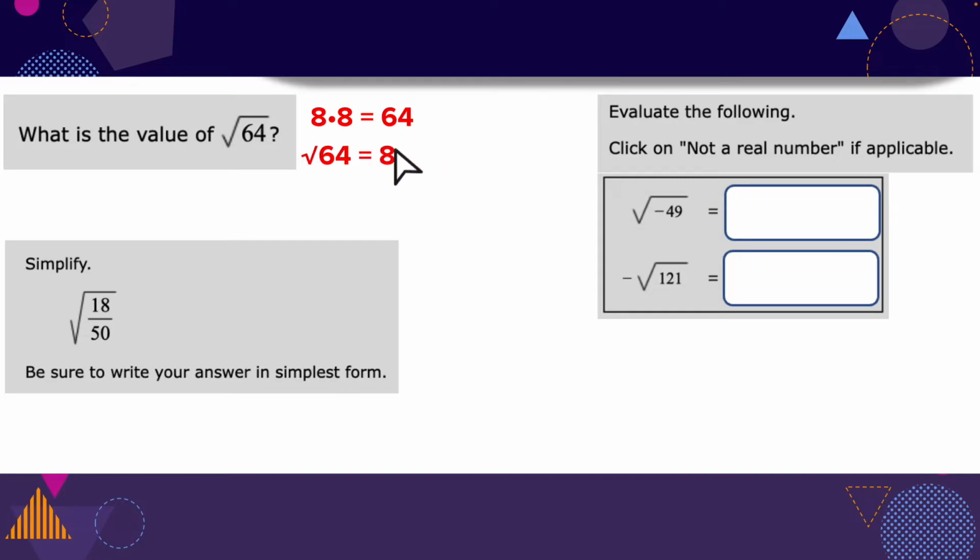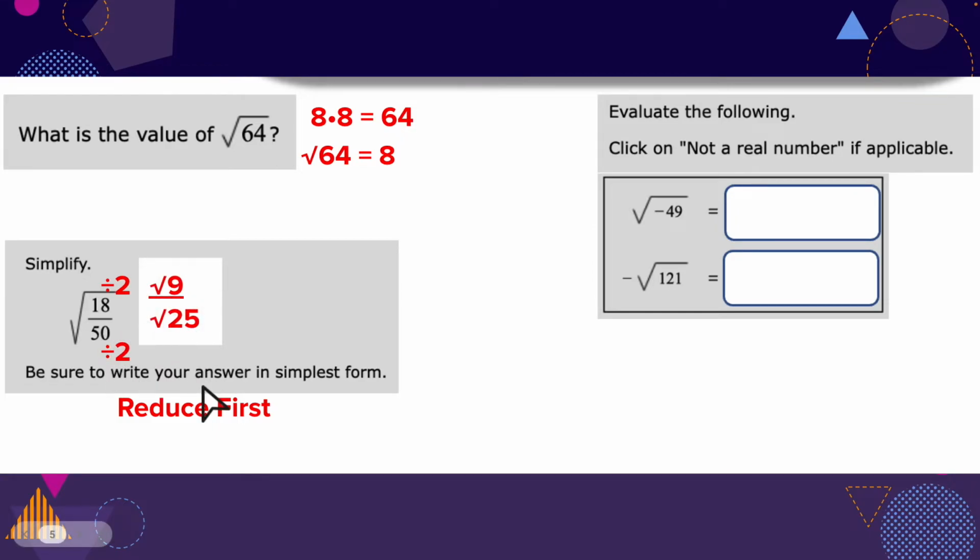All right. So now we're going to come down here to 18 and 50. We're going to reduce first because that'll make it a little easier. So both of these numbers are even. They can divide by 2. 18 divided by 2 gives us 9, and 50 divided by 2 gives us 25. So now I can actually reduce this a little easier because 9 has a square root of 3, because 3 times 3 is 9. 25 has a square root of 5, because 5 times 5 is 25.